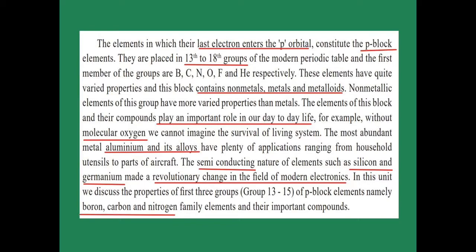When the last electron enters the p orbital, they are called p block elements. In the periodic table, 13th group to 18th group are called p block elements. In 13th group, the first element is boron, 14th group first element carbon, 15th group first element nitrogen, and 16th group first element oxygen, 17th group first element fluorine, and 18th group first element is helium.